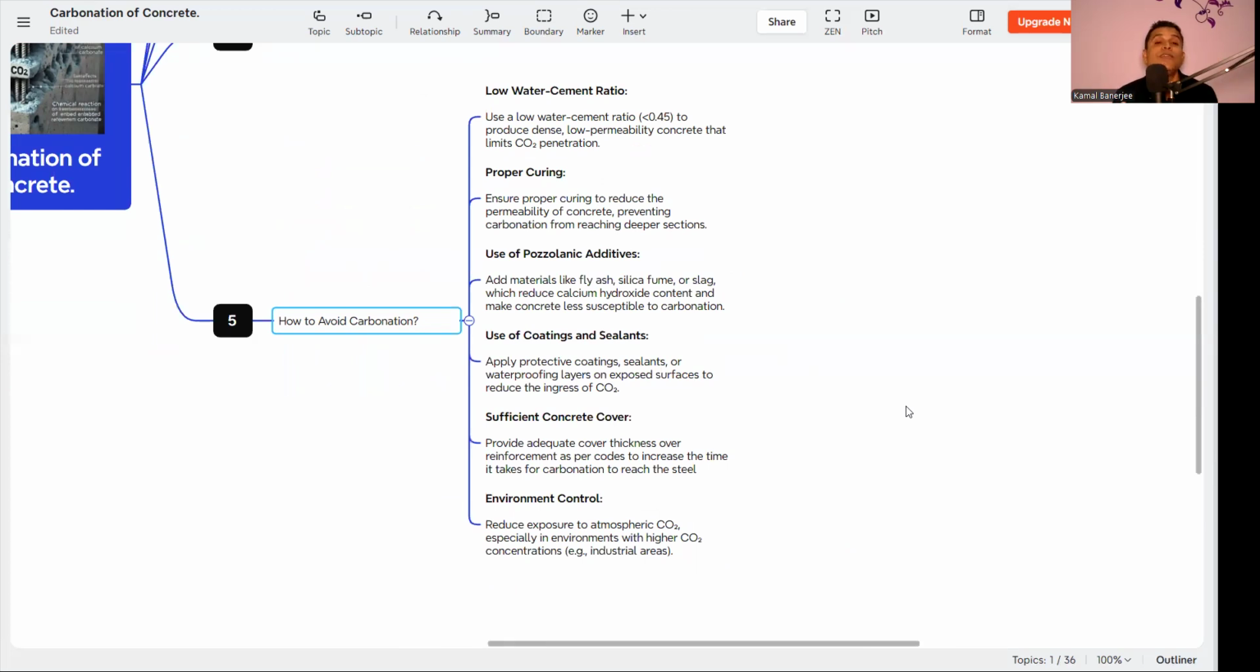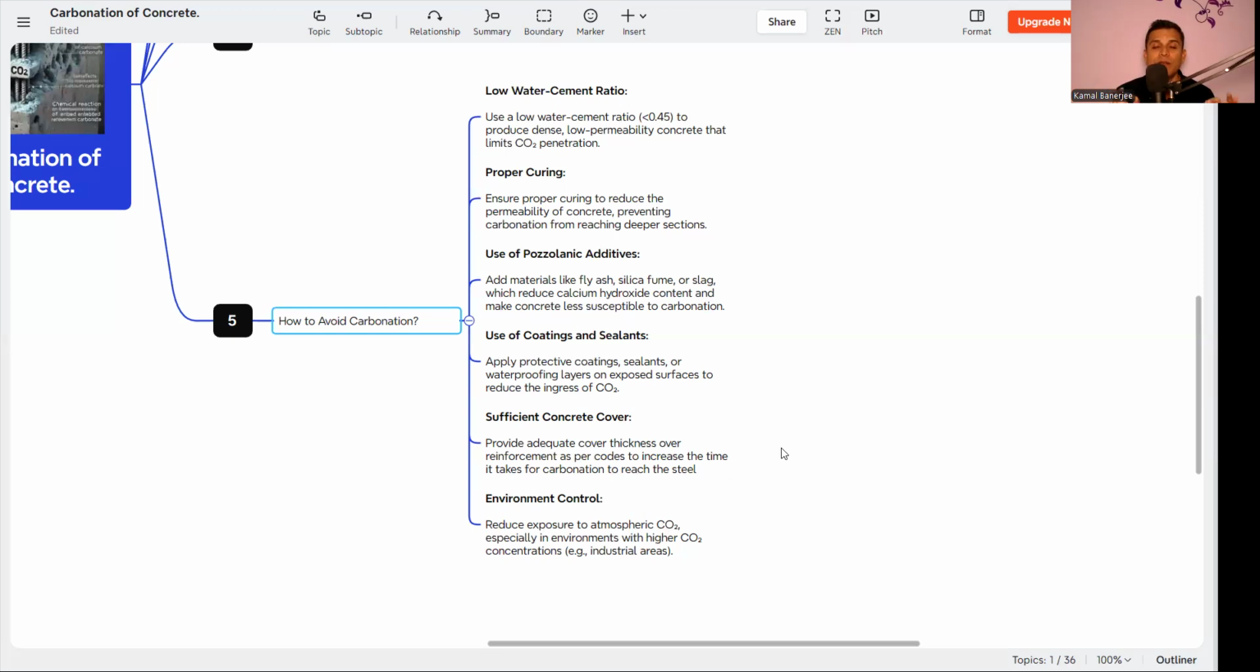You will find out what are the factors affecting the durability. Those factors will all affect the carbonation, and we need to protect all of them in order to avoid the carbonation of the concrete. That is a low water cement ratio, proper curing, use of pozzolanic additives, use of coating and sealant. If we are using coating or sealant, what will happen? The carbon dioxide will not penetrate inside the concrete. Apply protective coatings, sealants or waterproofing layers on exposed surfaces to reduce the ingress of CO2. Then sufficient concrete cover, that is the main thing for durability. If sufficient cover is there, the carbon dioxide will not reach the steel and no corrosion will happen.